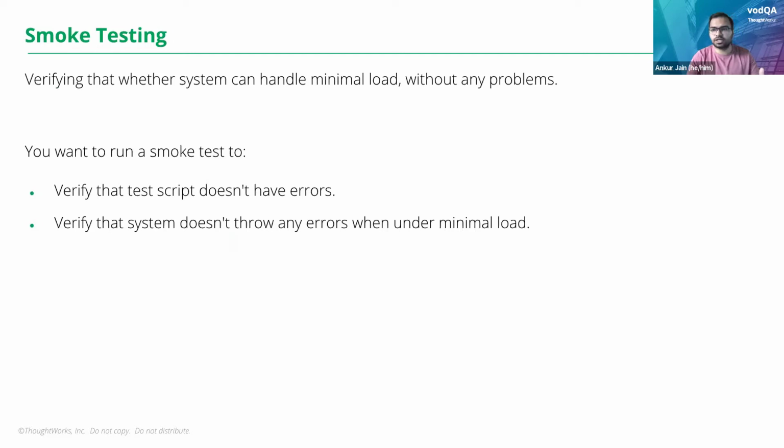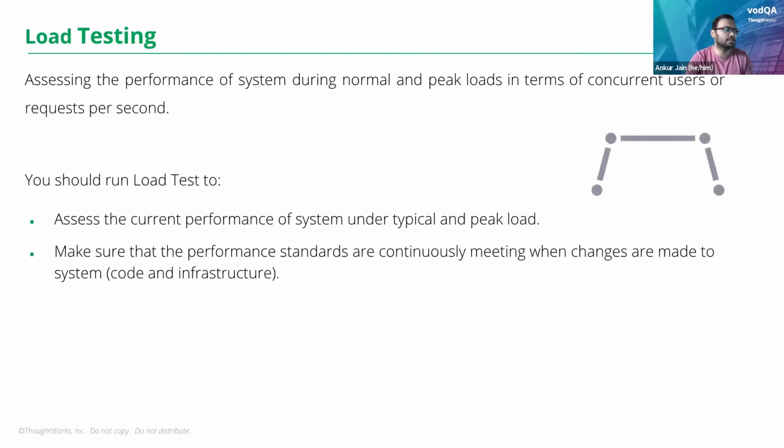Let's talk about what these individual tests are about. Smoke testing is to understand the minimal load your application can take. When you start performance testing an application, you want to get a number for the minimum load. It's about building a script which has no errors, running your performance test, building a scenario around it, and trying to identify a minimum load where you don't get any errors. So that's smoke testing.